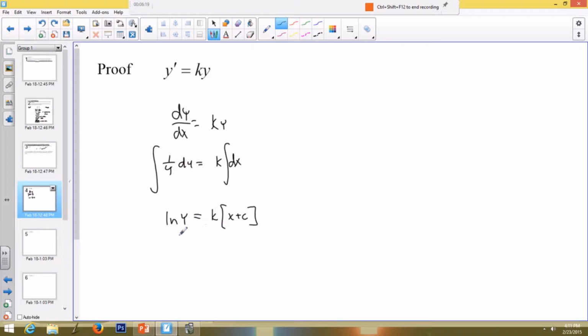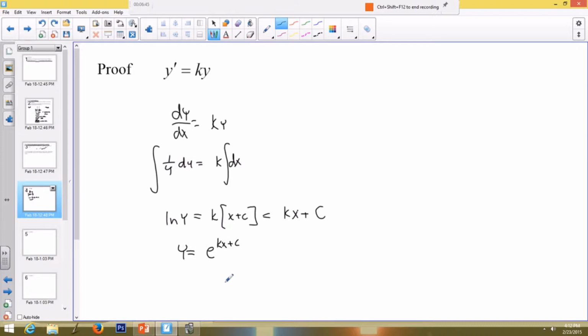Let's do one more step and distribute here, so k times x plus, when I go k, a constant, times c, a constant, I get a new constant c. So this c and that c aren't the same. Get over it. And so again, using the definition of logarithm, I get y equals e to the kx plus some constant c.